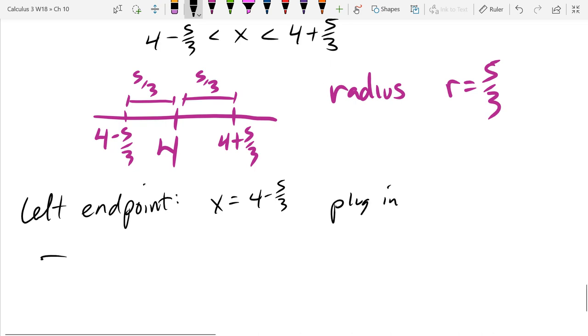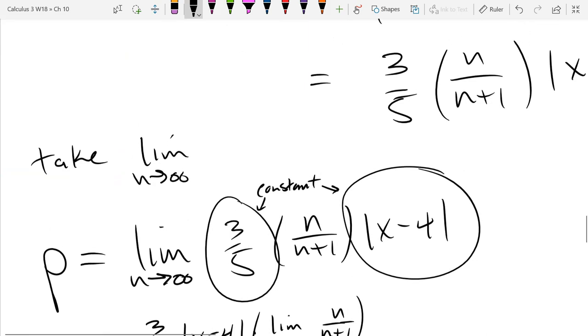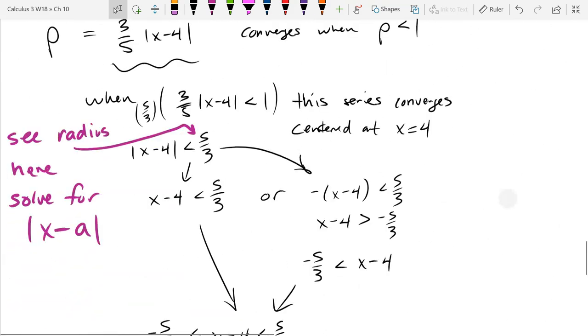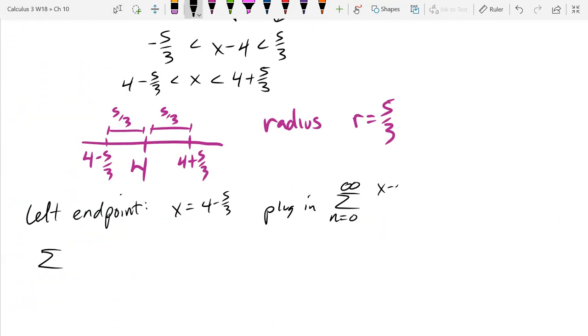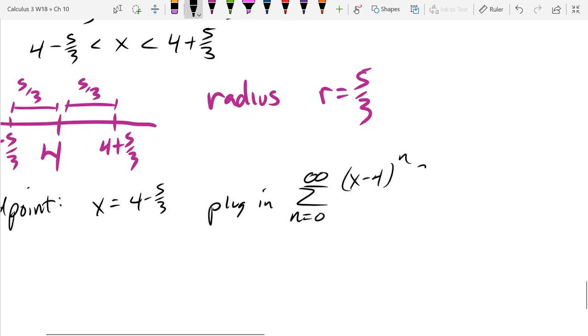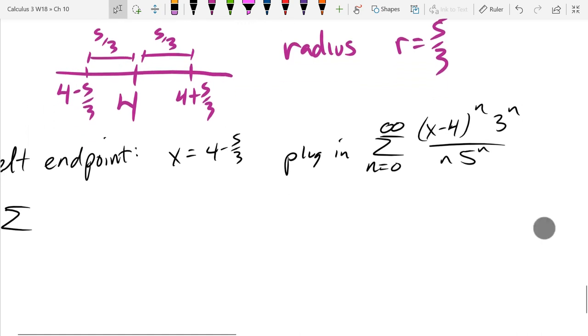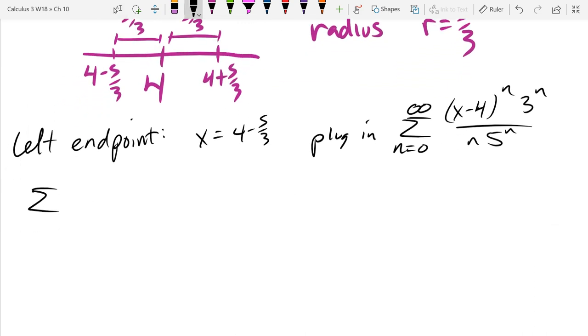So I'm going to plug this in. Our original was the summation n equals 0 to infinity, (x minus 4) to the n over 3 to the n. I'm going to carefully plug in; there should be only one place where x appears. So there shouldn't be four places where you're plugging this in. If it's a power series, x should appear exactly once. So now I'm carefully plugging in 4 minus 5/3. And there's another, that minus 4 gets brought down.